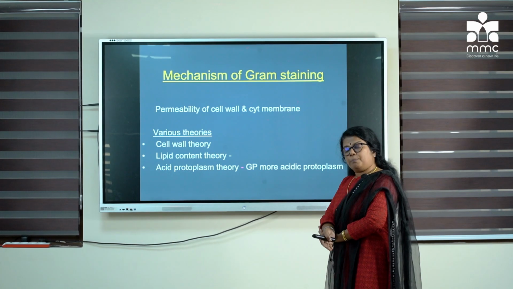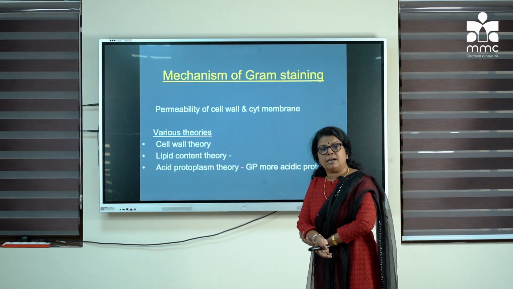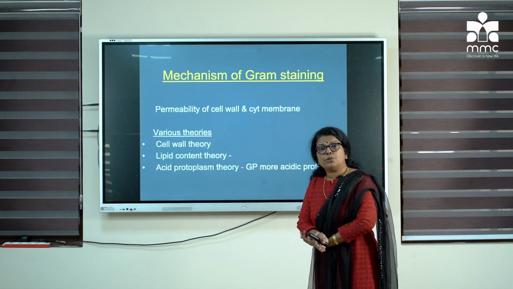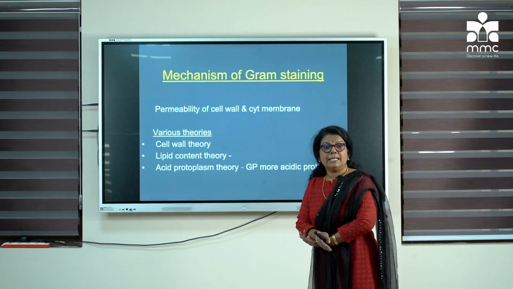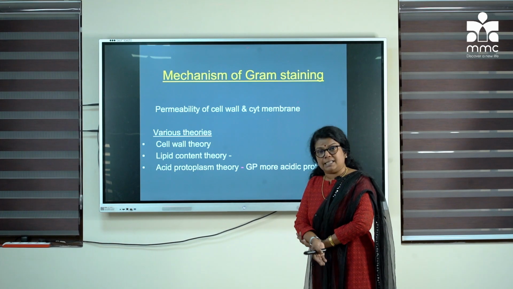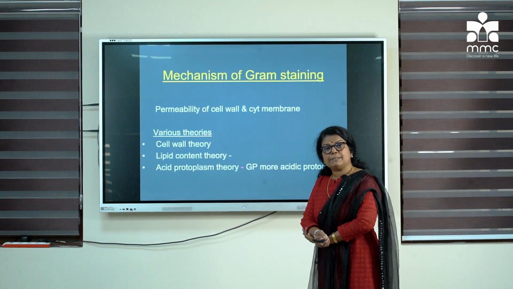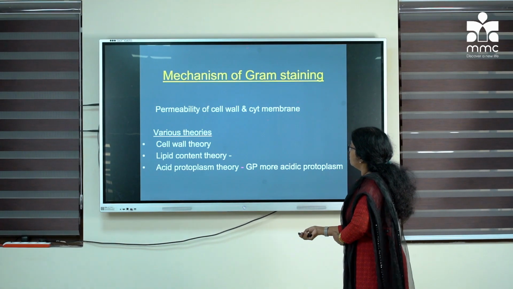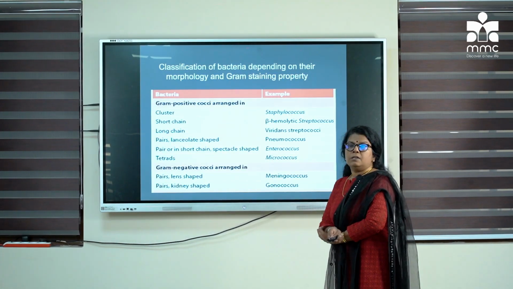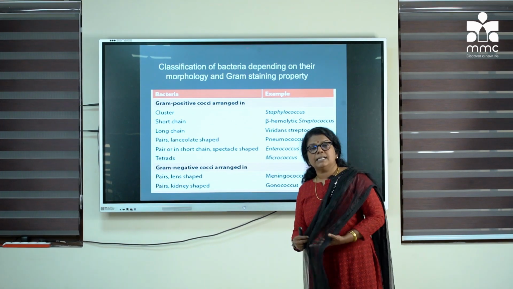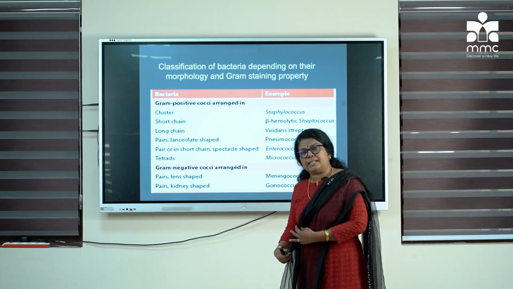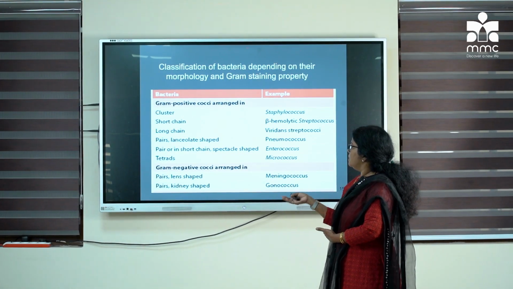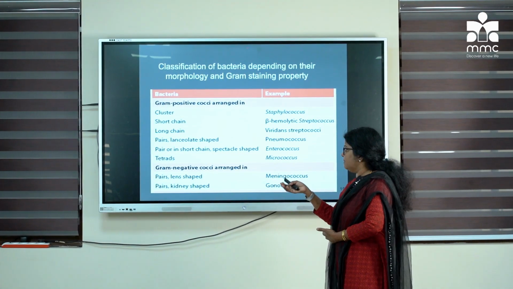That is how they appear pink, by taking the color of the secondary stain. Similarly, the protoplasm of gram positive bacteria is more acidic in nature compared to gram negative, and this also helps to bind the primary stain, which is more basic in nature. So these are the theories by which you can explain the gram reaction. Based on the gram reaction as well as the morphology of bacteria, you can classify bacteria into different categories. With examples, I will be explaining this.